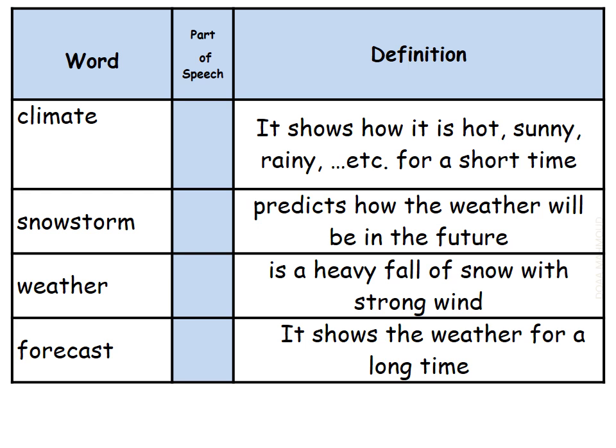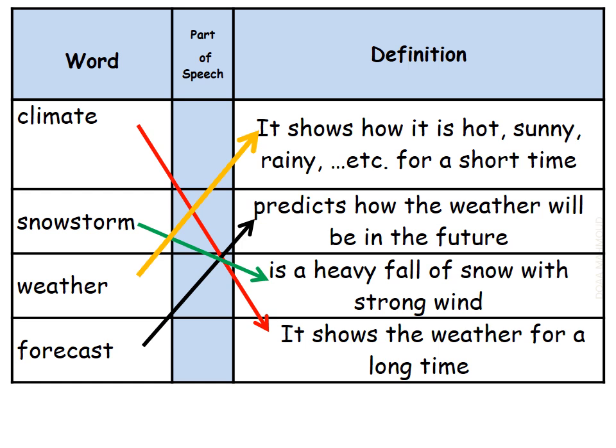Here we have a word and its definition. Climate. It shows the weather for a long time. Snowstorm is a heavy fall of snow with a strong wind. Weather. It shows how it is hot, sunny, rainy, etc. for a short time. Forecast predicts how the weather will be in the future.